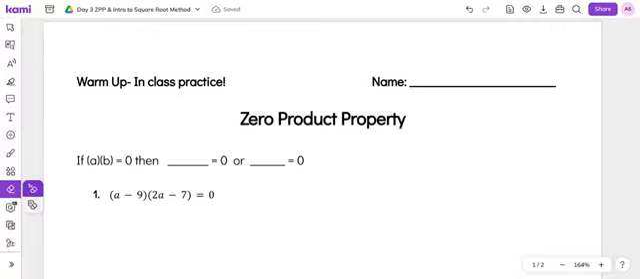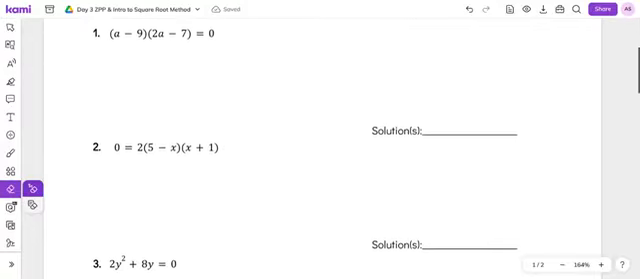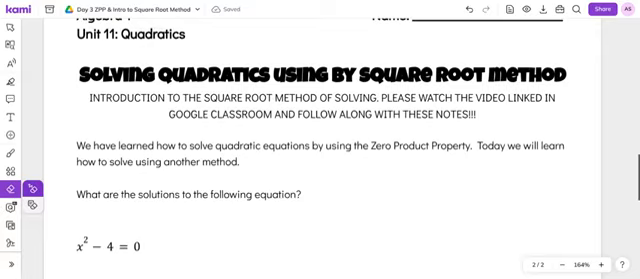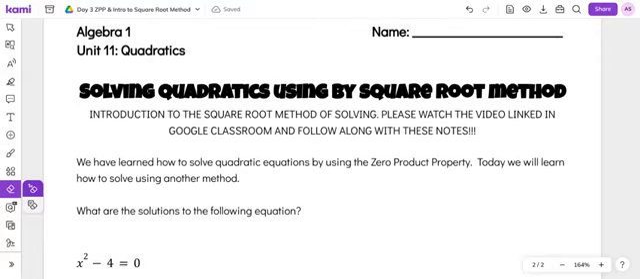Happy Wednesday. In class today, you did this warm up on a pink sheet before you took your LTQ. And now that your LTQ is done, we are going to begin talking about solving quadratics using the square root method.